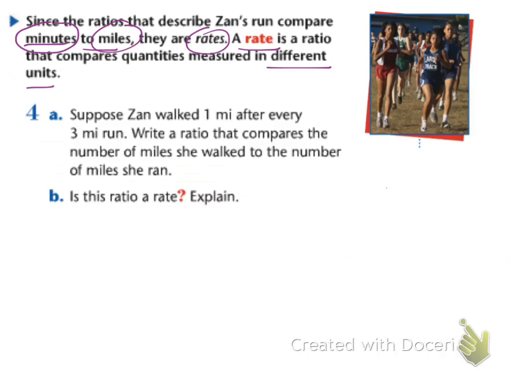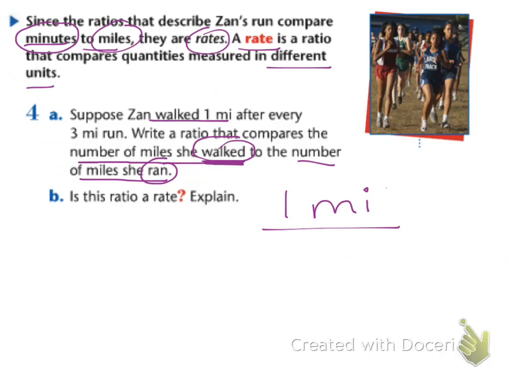So let's go down here to number 4a. Suppose Zan walked 1 mile after every 3-mile run. Write a ratio that compares the number of miles she walked to the number of miles she ran. So the first thing they want is number of miles walked to number of miles she ran. So our first number better represent walked. So she walked 1 mile, so that would be 1 mile walking, compared to the number of miles she ran. Well, she ran 3 miles.